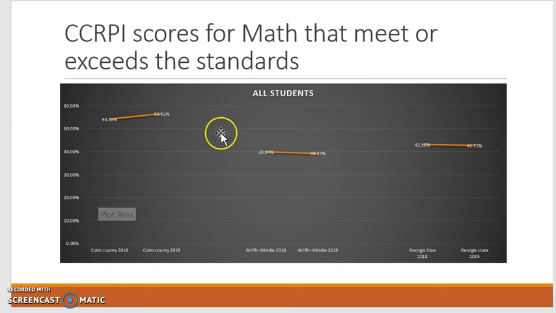The next few slides will be their math scores from the CCRPI site. All students overall had a slight decrease at Griffin Middle. That's all demographic populations and subgroups. And Cobb County had an increase, and the state had a slight decrease as well.